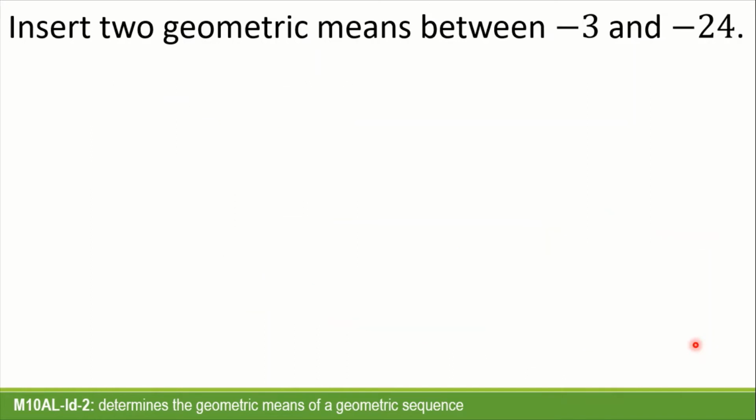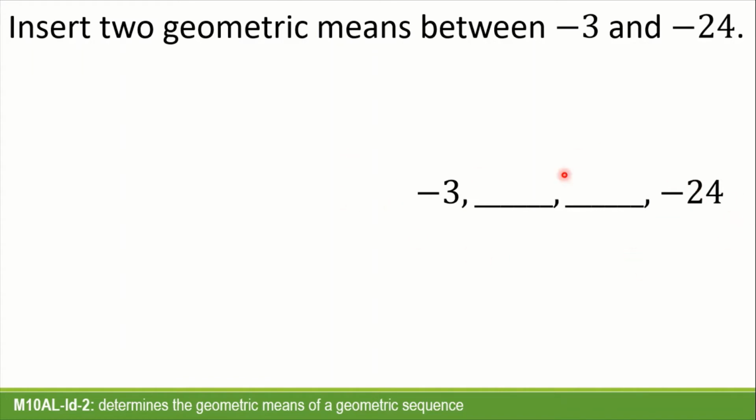Next example. Insert two geometric means between negative 3 and negative 24. Ilista muna natin ang given para mas ma-visualize natin. So, we have negative 3 is the first term. Then, lagay tayo ng dalawang blank spaces para sa dalawang geometric means na ilalagay natin sa in between the negative 3 and negative 24. Okay?